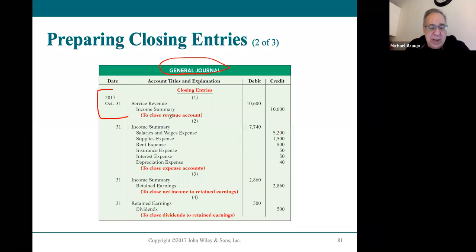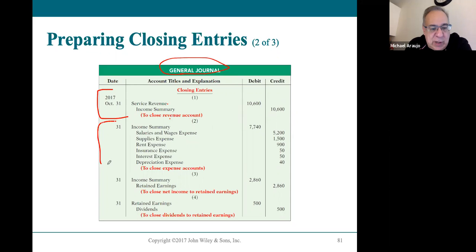To close your revenue account, revenue has a credit balance, so you have to debit the revenue account so both sides equal. That's how we close an account, both sides equal. And so we move that money over to income summary, that sort of temporary holding tank that we have for this. That's the first step.